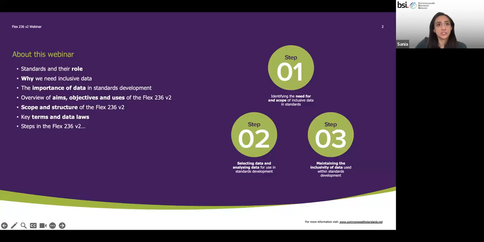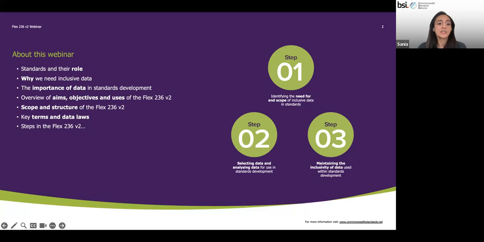So in today's session, we'll be looking at the Flex in detail. We'll look at the importance of inclusive data, particularly in today's digital age. And then we'll deep dive into the Flex itself, which is broken out into three broad areas. So let's just go through the agenda point by point, and then I'll also explain those three areas.